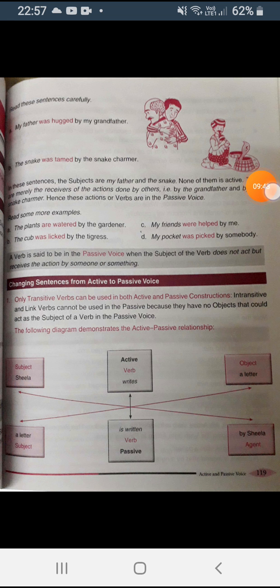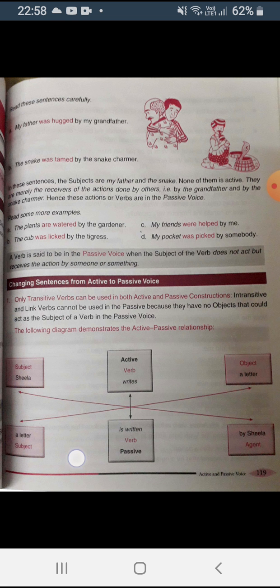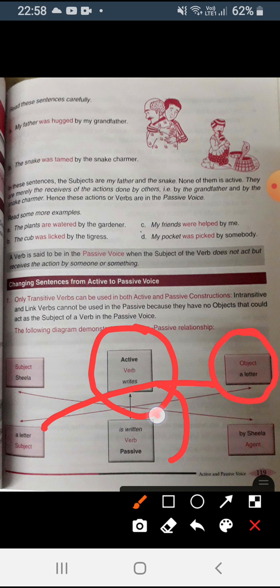You see the sentence, Sheila writes a letter. Now Sheila is the subject, writes is the verb and a letter is the object. Now, if you do the conversion of active to passive: Sheila writes a letter. This is an active sentence because Sheila is writing a letter. Here, the subject is the doer of the action. So, if you want to convert this active sentence to passive voice, how will you convert? A letter is written by Sheila. Note this point: letter becomes the subject, the verb remains the same, writes becomes is written, and Sheila becomes the object.